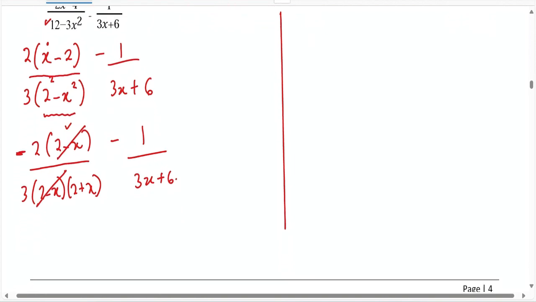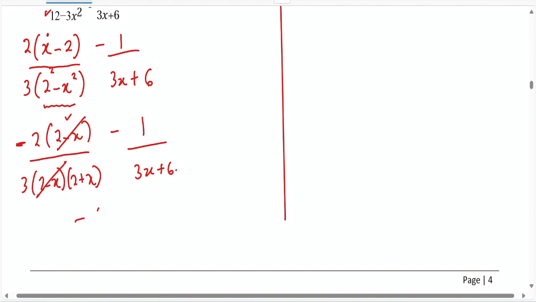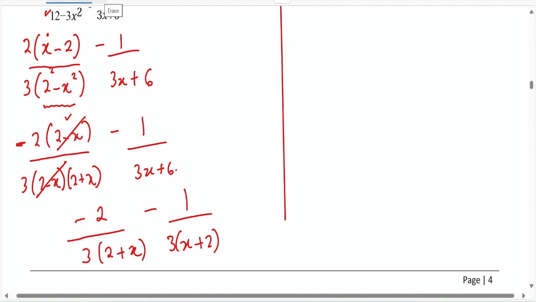Sawa? So at the end of the day utabakia na minus 2 all over 3 into bracket 2 plus x minus 1 to bracket 3x plus 6, which basically pia waweza factorize 3x plus 6 kwa vile factor yake au factor hapa ni 3, utaweka 3 into bracket x plus 2. Sawa? Ona 2 plus x is just the same pia. Ushaona mambo yote 2 plus x is just the same as x plus 2. So don't get confused because then 2 plus x ni tofauti na x plus 2.